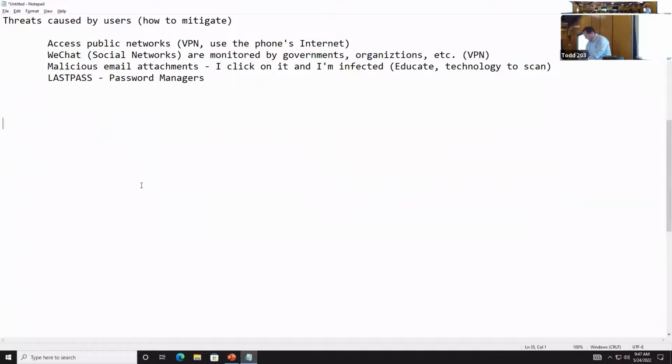So, all right. So we've got a couple of terms on here that we'll define and talk about. The first of which is the SLE, right? Which is a single loss expectancy, which is a total loss expected from a single incident.